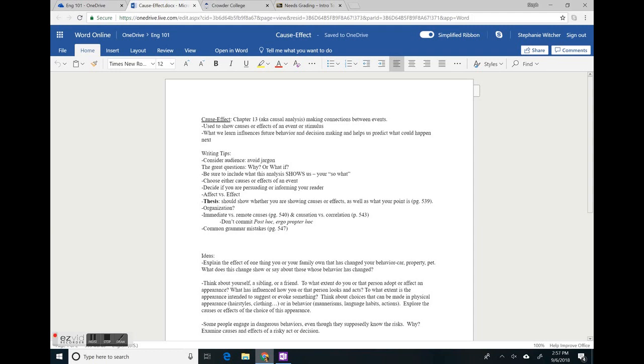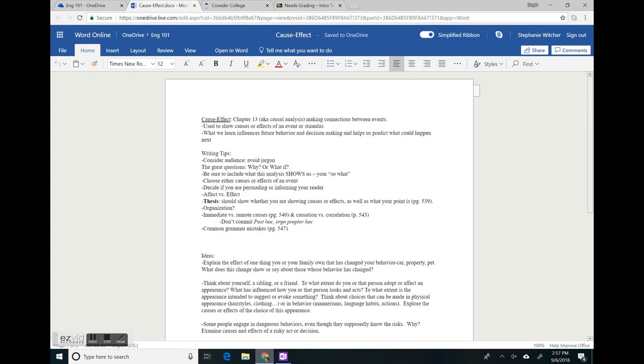The point of this kind of paper is to show that you understand how to make connections between different events. Okay, so in your thinking, are you able to see connections between events that happen? A lot of times we look at this as either causes or effects of a particular event or a certain stimulus in a person's life. So either of those relate to this type of paper.